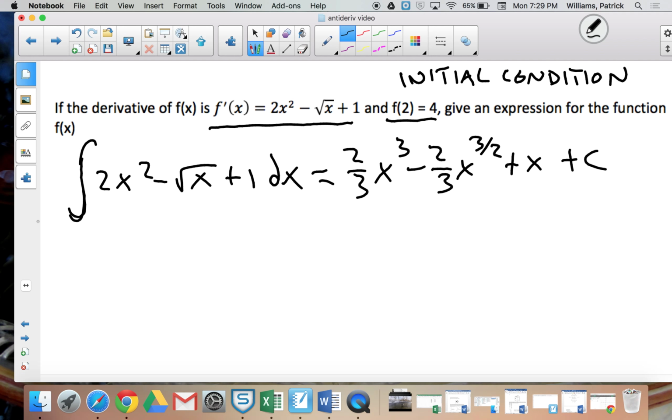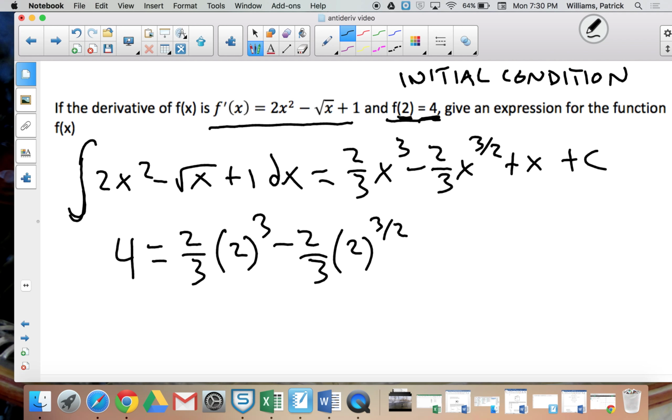All right, so to solve for that value c, we know that when x is equal to 2, our function is equal to 4. So what we'll do is set 4 equal to 2/3 times 2 cubed minus 2/3 times 2 to the 3/2 plus 2 plus c. And check that out. We have everything we need here to find that constant c. It's just a little bit of arithmetic after that. If we do that, we should get that c is equal to what I got. Again, not using a calculator. You should try to do all these without using a calculator.